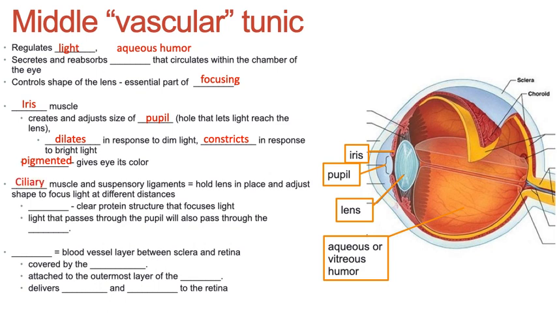Next is the ciliary muscle. So this is going to be on either side of the pupil and iris. The ciliary muscle and suspensory ligaments are going to hold the lens in place.